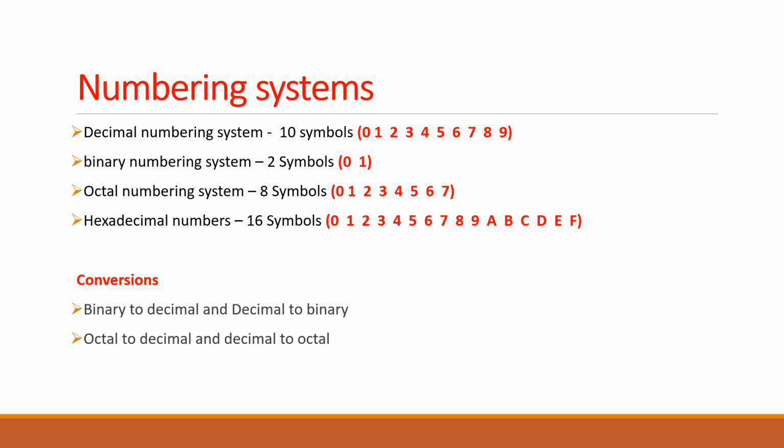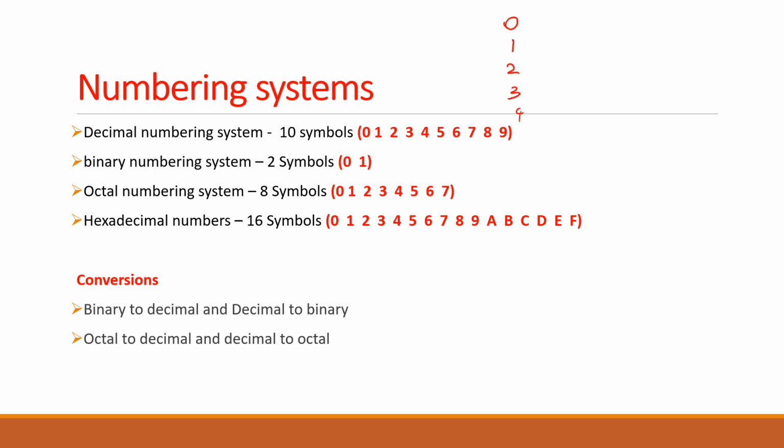We are using the decimal number system, where we have 10 symbols: 0, 1, 2, 3, up to 9. So we have 10 symbols, and we use them to count numbers. The binary system has just 2 symbols, 0 or 1. Mostly we need to be familiarized with this one because we are going to use it here more.